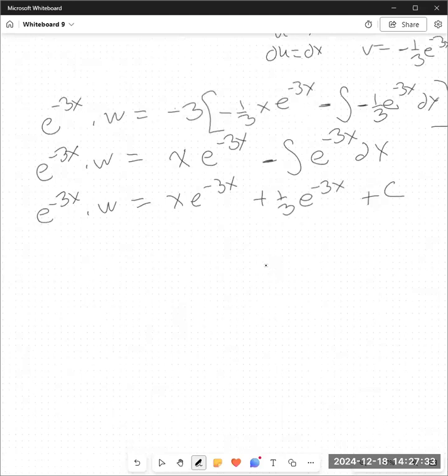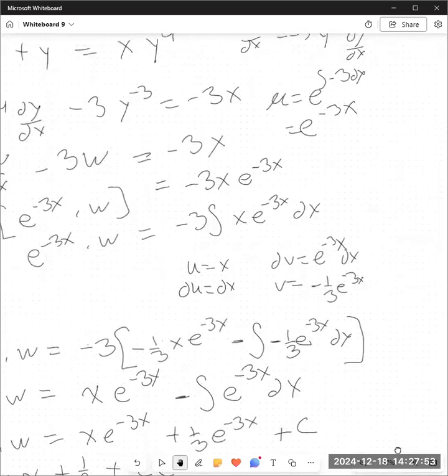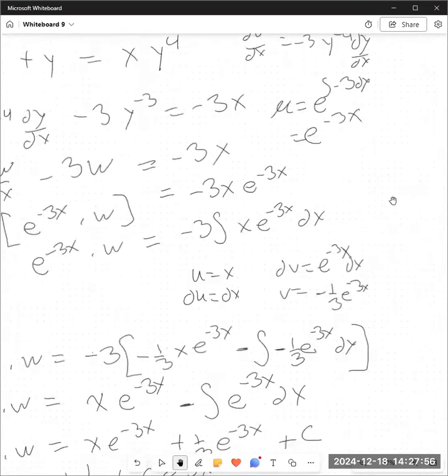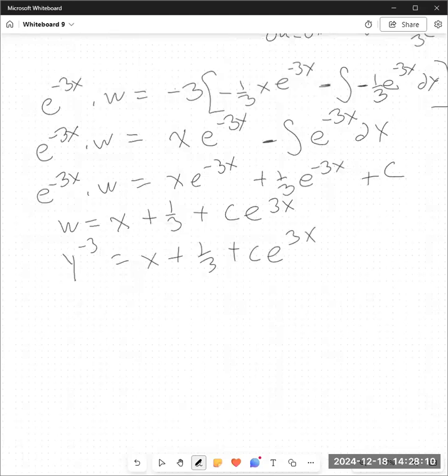Divide everything by e to the negative 3x, or multiply everything by e to the 3x. w equals x plus 1/3 plus c e to the 3x. And w is equal to y to the negative third, correct? Yes. So y to the negative third is equal to x plus 1/3 plus c e to the 3x. All right, and I will leave that one there.